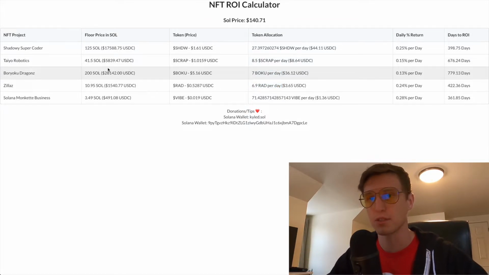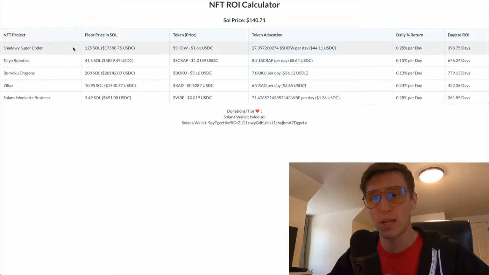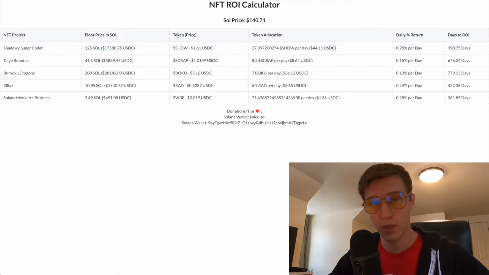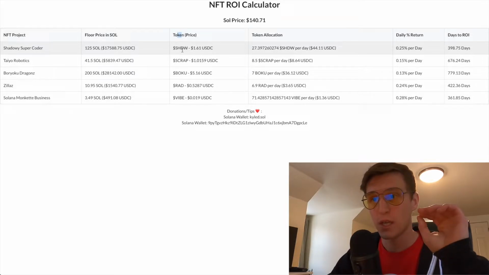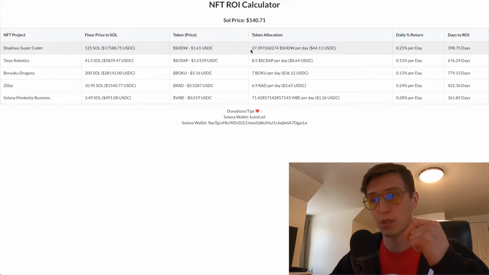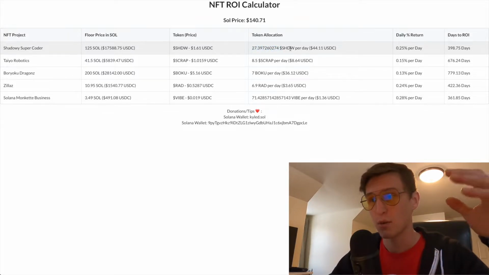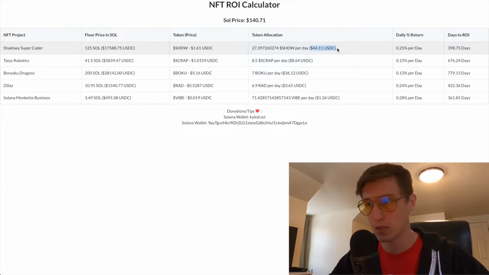So what this calculator is doing is it's looking at the current floor price. If I wanted to buy a Shadowy Supercoder right now, I would pay 125 SOL, which is roughly $17,588. The current token price for one Shadow is $1.61 USDC. The token allocation is 27.39726 Shadow per day, which is roughly 44 US dollars.